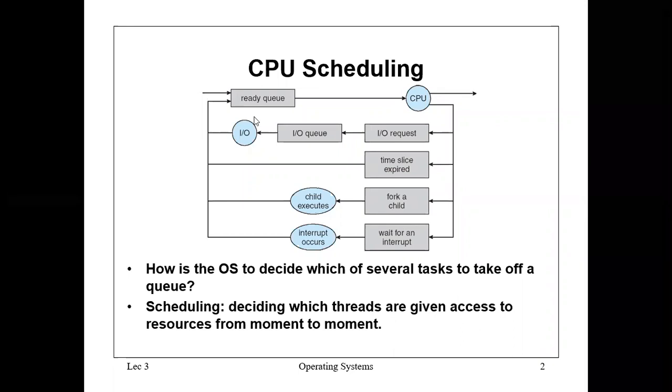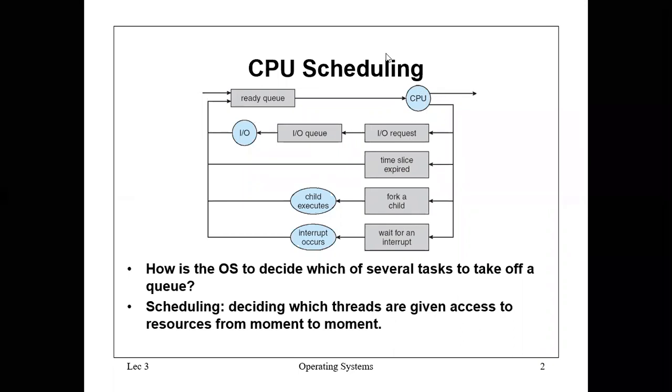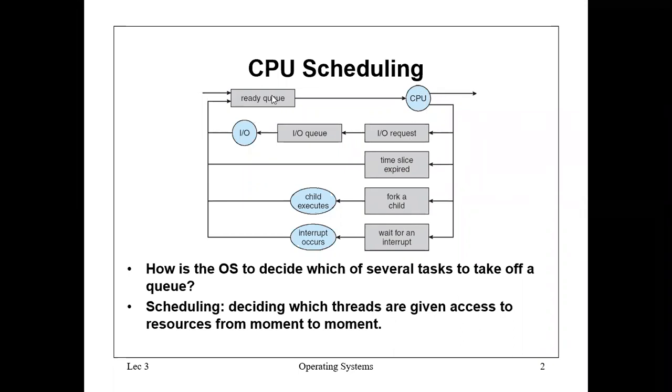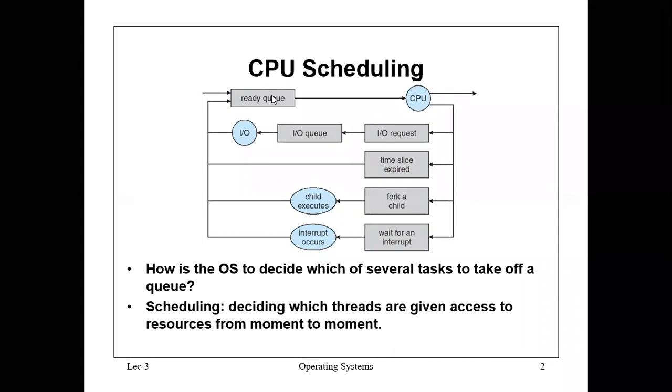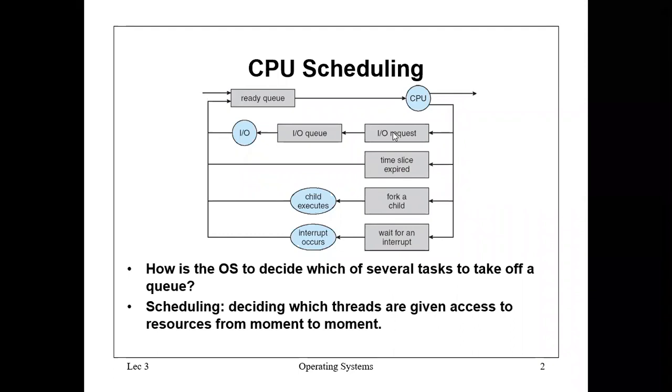We have a CPU, this is the CPU, and this is our ready queue where we have multiple processes. Now each process has a different amount of tasks. Some have I/O requests, they need to give input and output. Some have forked a child, that means they have created a new child. Some are waiting because of an interrupt, and so on. So there are many things that can happen.